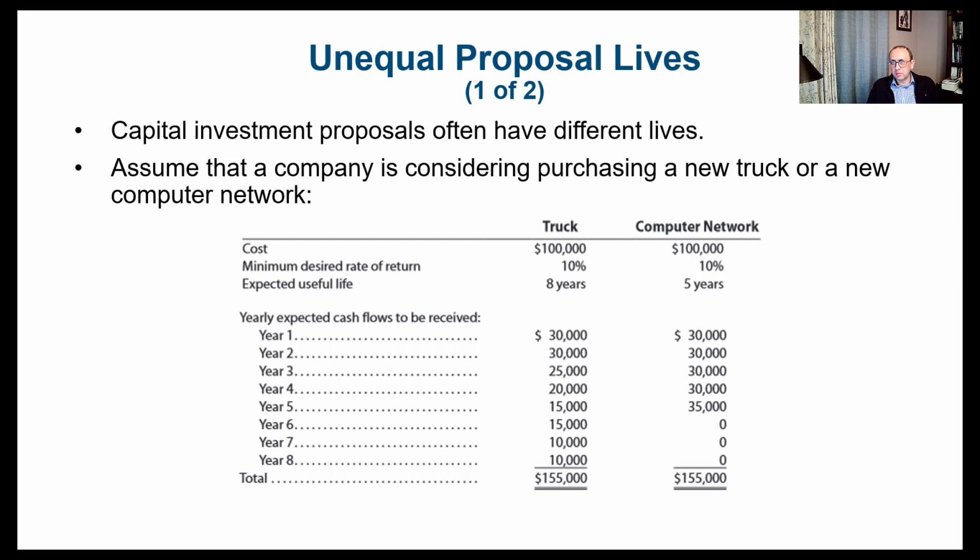Another issue that we also mentioned is the unequal proposal lives. Here we have an example comparing an investment in a truck versus a computer network. You can see the truck has a useful life of 8 years, or its expected cash flows are over 8 years. But for the computer network, it's only over 5 years, and then afterwards there's no return. Even though the cost of the investment is the same, the useful life is different, 8 years versus 5 years. And that can create an issue.